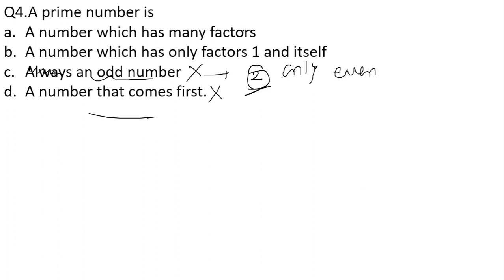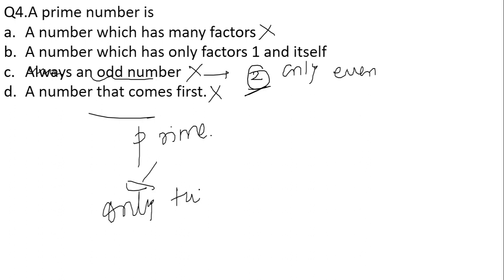A number which has many factors. No, this is also wrong, as we have already learned that a prime number is a number which has only 2 factors. Only 2 factors. And option number A is hence eliminated. Option number B is talking about a number which has only factors 1 and itself.